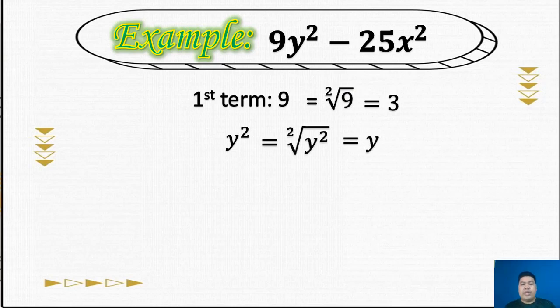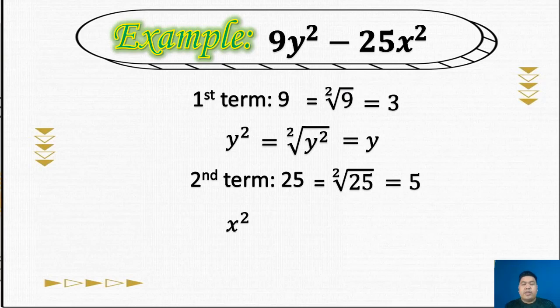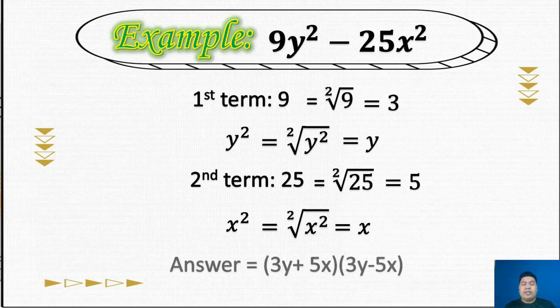Now let's go to the second term. Second term is 25. The square root of 25 is 5. Then we have x squared. The square root of x squared is x. Now we have extracted the roots. Now we have 3y for the first term, then 5x for the second term. Now let's put first the subtraction sign, then also the addition sign. Now the final answer here is 3y plus 5x, then 3y minus 5x.